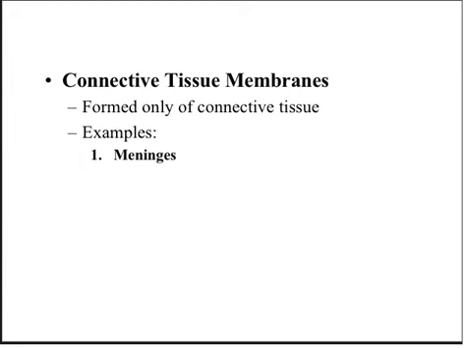Examples include the meninges, which line and protect the brain, the brainstem, and the spinal cord. The perichondrium, which lines and protects cartilage and bone, provides nourishment for the growing cartilage and removes waste products. The periosteum, which provides nourishment and waste removal services for bone.